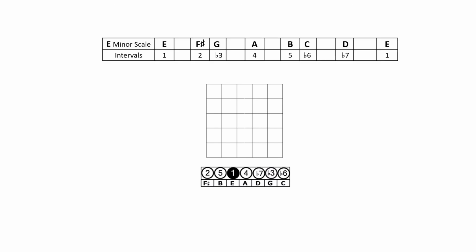We will now plot the E minor scale in the E shape, which we used earlier. This time we will use the letter notes instead of intervals. Take a look at the pattern of notes. F sharp, B, E, A, D, G, C on the higher frets of the E shape.